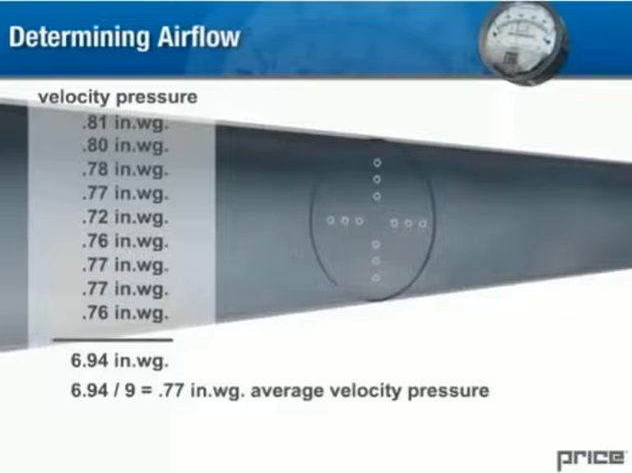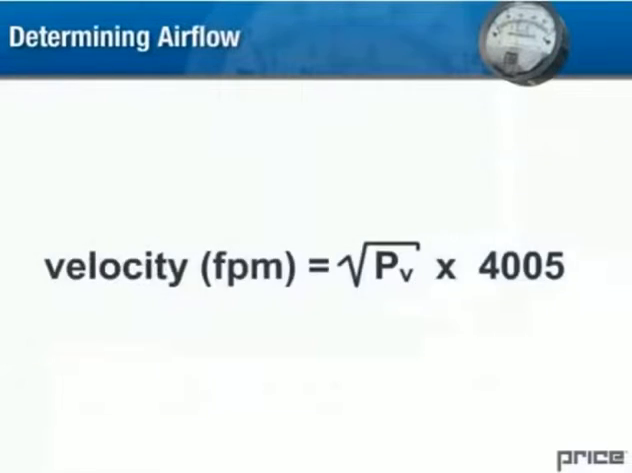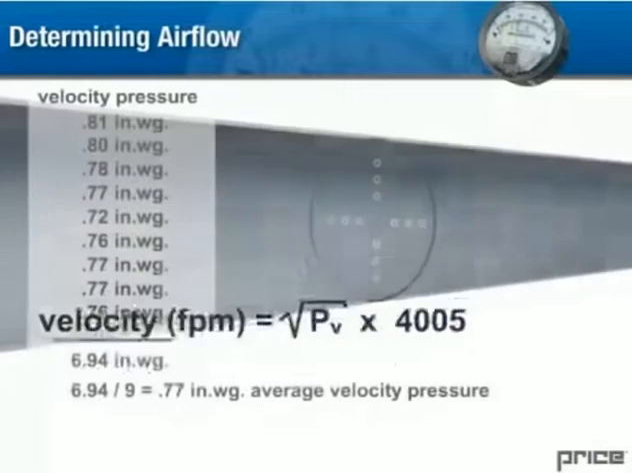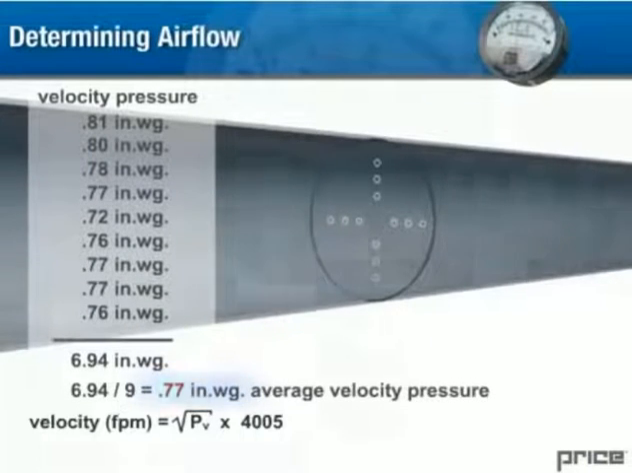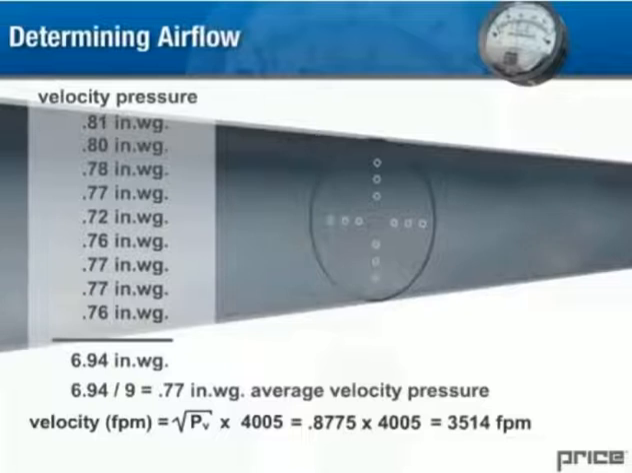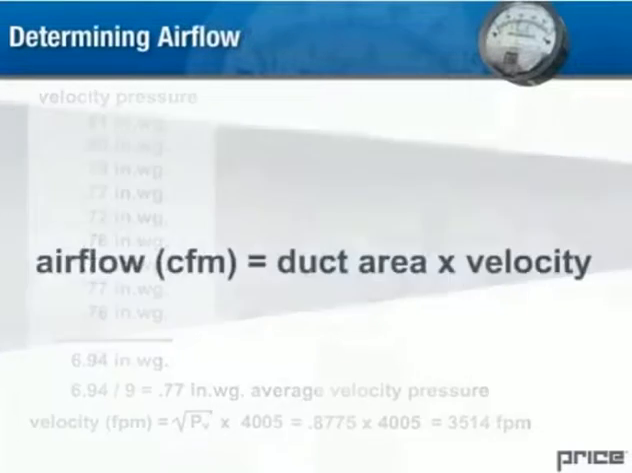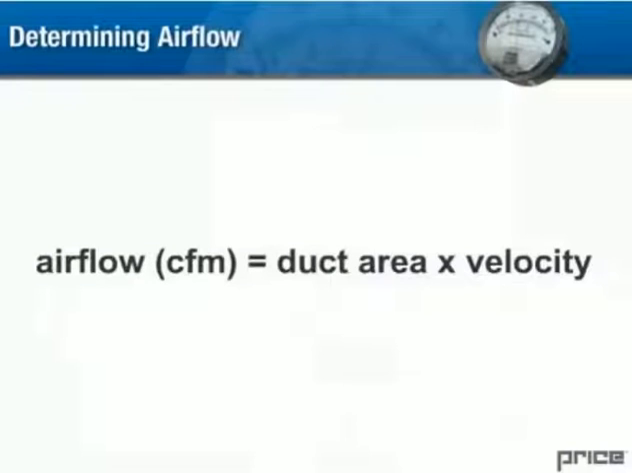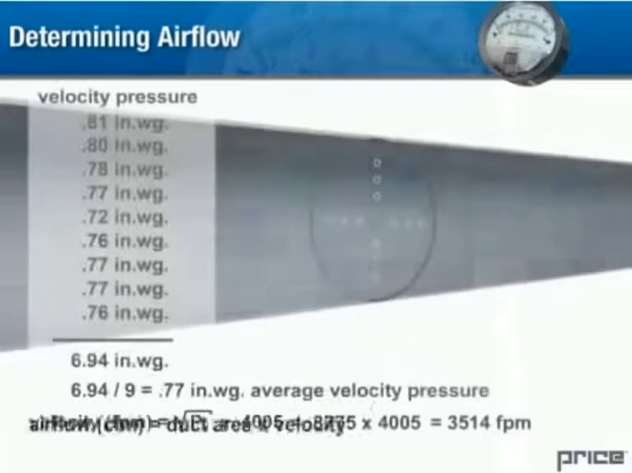Once we know the velocity pressure, we can use this value to determine the air velocity in feet per minute using this equation. We take the square root of the velocity pressure in inches of water, in this case the square root of 0.77, and multiply it by 4,005 to arrive at an air velocity of 3,514 feet per minute. We can then use this equation to determine how much air is flowing through the duct in cubic feet per minute.